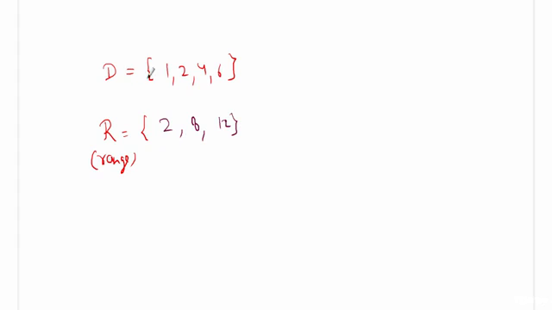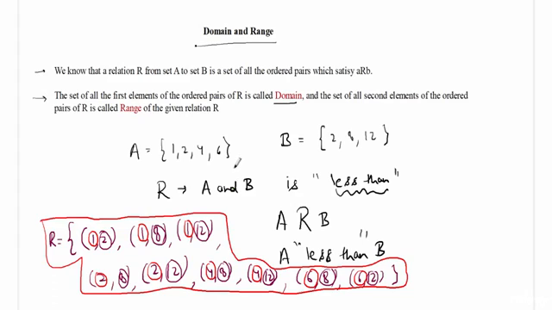So domain is the set of all the first elements and range is the set of all the second elements. Now you might be thinking that clearly domain is nothing but all the elements which are there in A, and range is nothing but all the elements which are there in B. But this might not always be true.